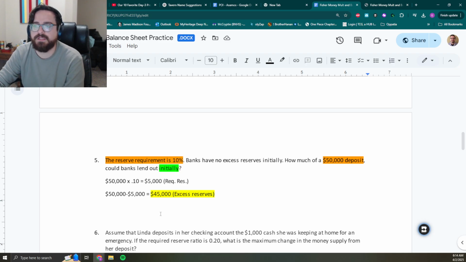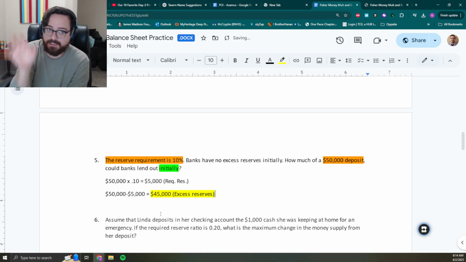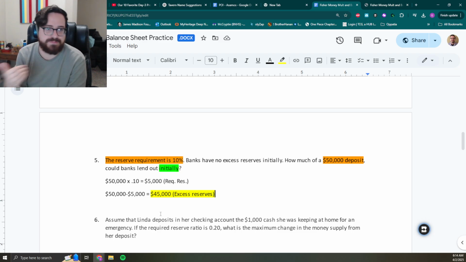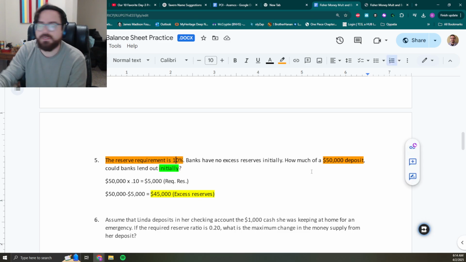So always be careful. Your knowledge of vocabulary is just as important as knowing the formulas. So don't skip to formula. You don't get a formula sheet on the AP exam. You don't get a vocab sheet either. Know the vocab first. That'll help you with most of the problems because if they're asking how much money can be lent out, I know that means excess reserves. And it gave me the reserve requirement. So if the reserve requirement is 10%, the excess reserves would be 90%. So the math gets a lot easier the better understanding you have of vocabulary.